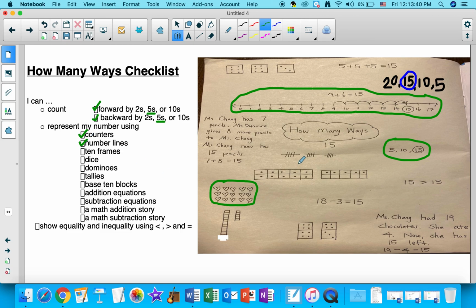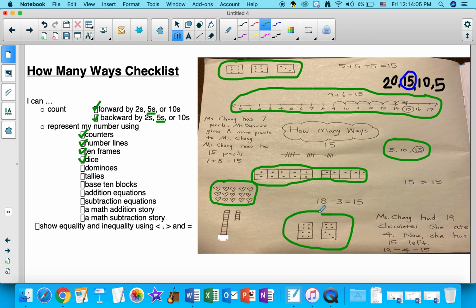I also use 10 frames to represent my number. So 10 frames are right here. So I can check this off. Did I use dice to represent my number? Yes, I did. I used dice right here. Okay, so I can check this part off. Okay, did I use dominoes? So dominoes are right here. If you use dominoes, you can check this off as well.